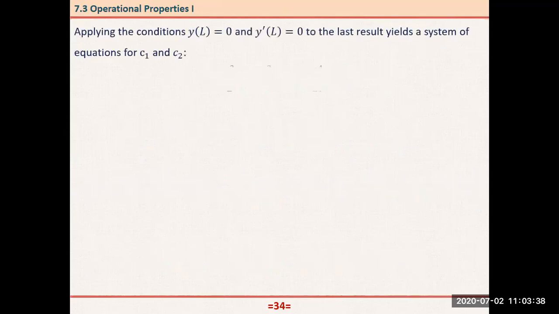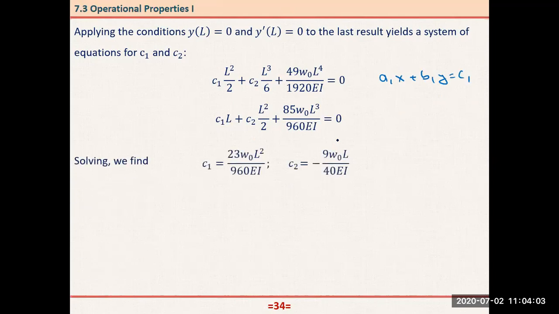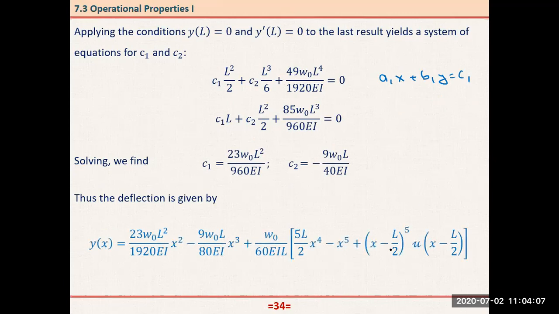So we will have two linear equations in C1 and C2. That is our first equation. C1 is unknown, C2 is unknown. I know L, right? I know everything else here. Also the second equation. And you learned how to solve this kind of equation in linear algebra. Here we have something like a sub 1 x plus b sub 1 y equals c sub 1, right? Solving them together, we get the values of C1 and C2. We will get the solution of the given differential equation.